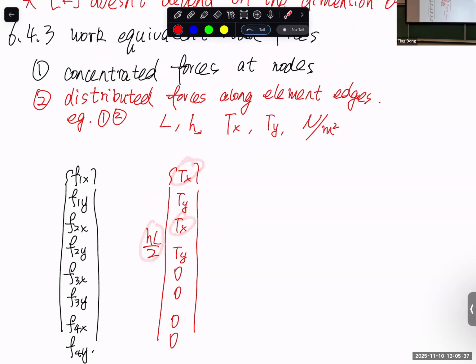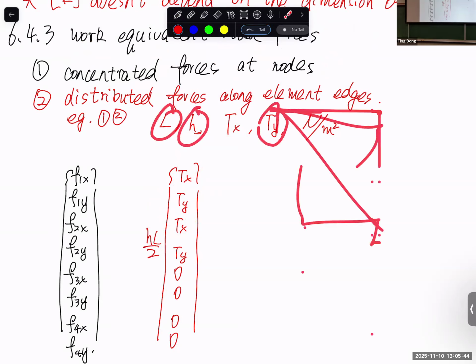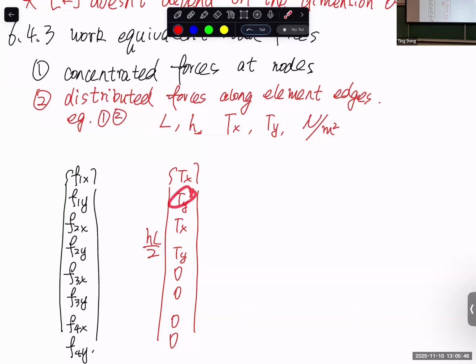Same thing, the total force applied on edge 1, 2 in the y direction, area times force per unit area, and half to node 1 and 2. And for node 3 and 4, there's really nothing, at least here, I just said it's only on the edge 1, 2. So the rest components should be 0. So this is what we have if we have a uniform distributive force on edge 1, 2. Any question?